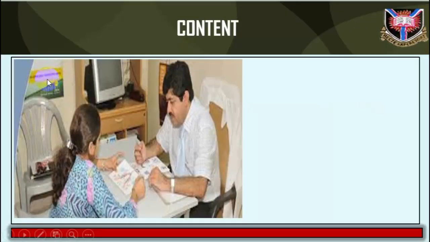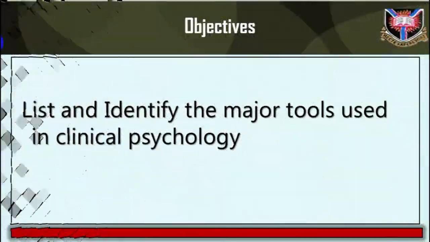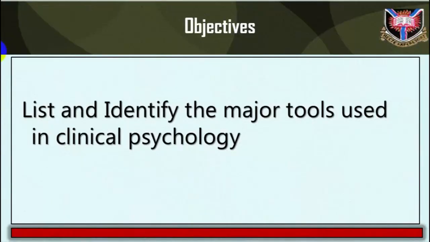Pretest. 1. What do you understand as the psychodynamic perspective in clinical psychology? 2. How can free association be applied as a technique in psychoanalysis?